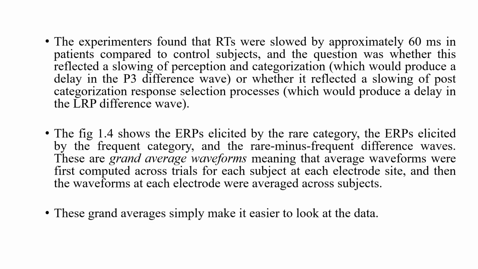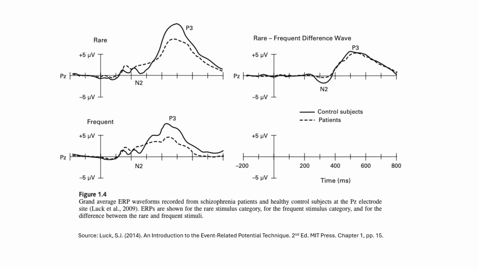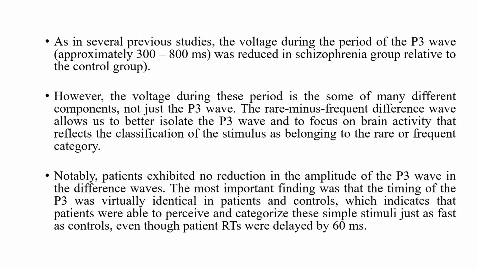These grand average waveforms make it easier to look at the data. So this is across trials for a particular subject and then averaged across subjects. This is what is called the grand averaged waveforms. Now, as with previous studies, the voltage during the period of the P3 wave, which happens approximately between 300 to 800 milliseconds, was reduced in the schizophrenia group relative to the control group, as we just saw.